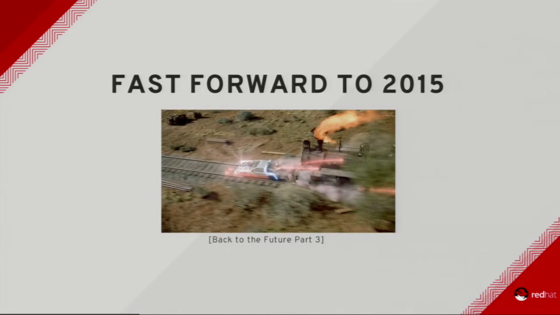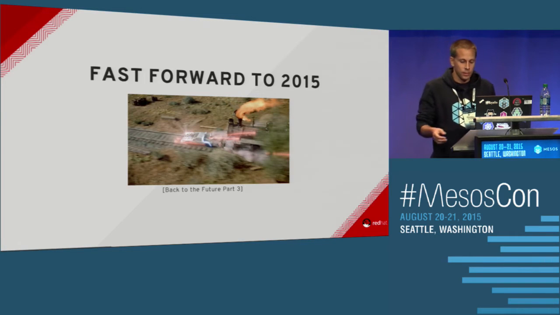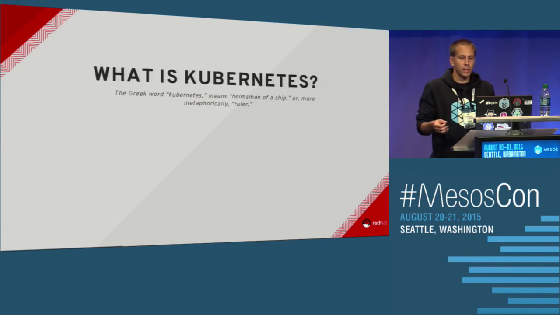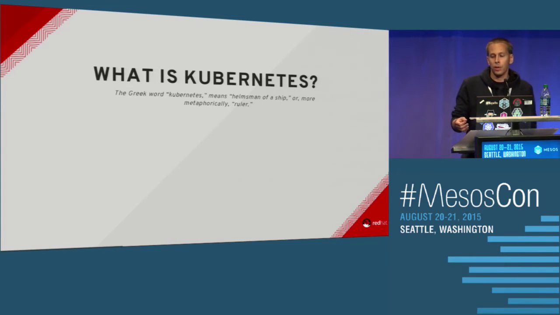So let's fast forward to 2015, right? Let's take a look at what is Kubernetes. The Greek word Kubernetes means helmsman of a ship, or metaphorically a ruler, right? Actually, if you go through the whole derivation of the meaning of the word, nowadays it actually references governor, right, which is kind of funny.